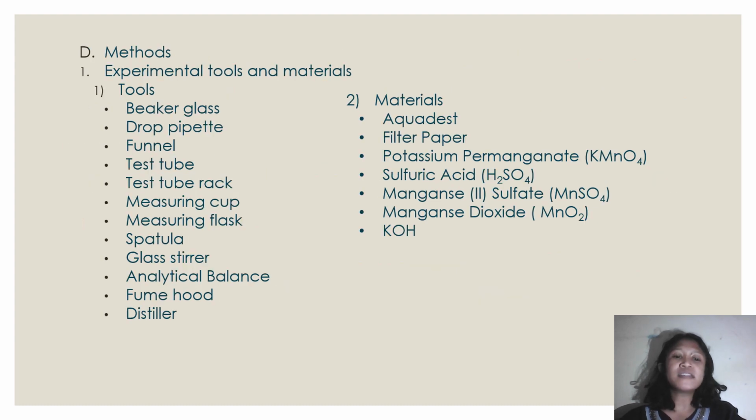The method. One, experimental tools and materials. The tools are beaker glass, drop pipette, funnel, test tube rack, measuring cup, measuring valve, spatula, glass stirrer, analytical balance, and hot distiller. The materials are aqueous, filter paper, potassium permanganate, sulfuric acid, manganese 2 sulfate, manganese dioxide, and potassium hydroxide.